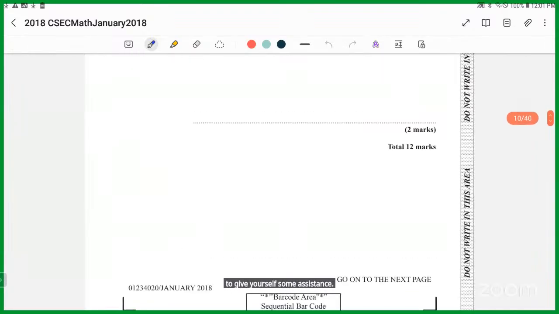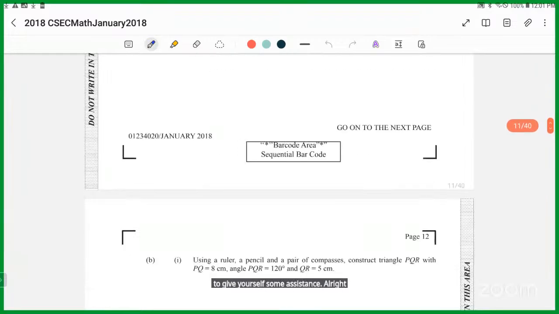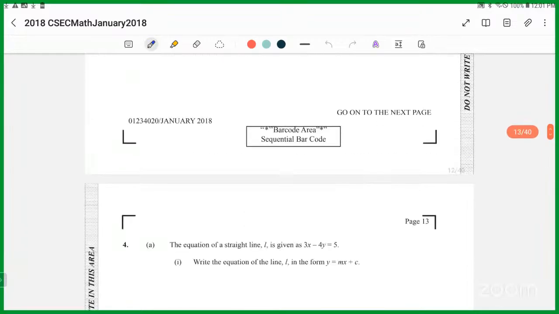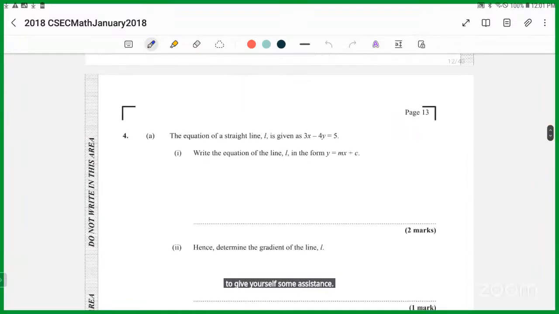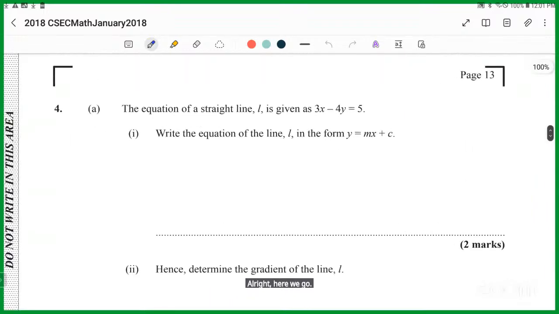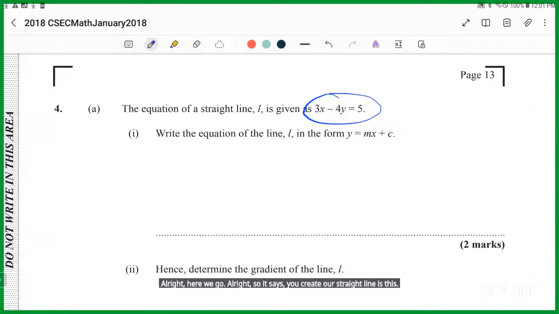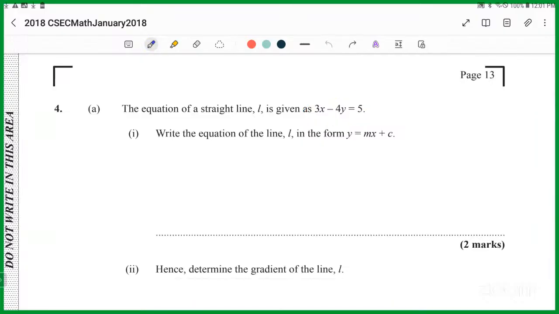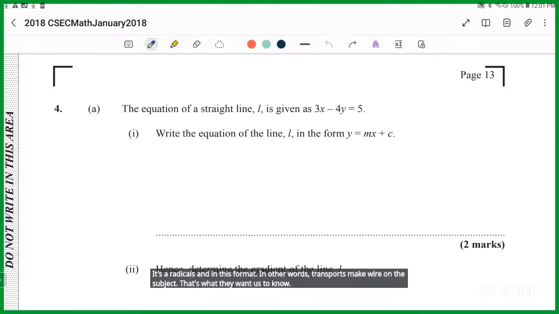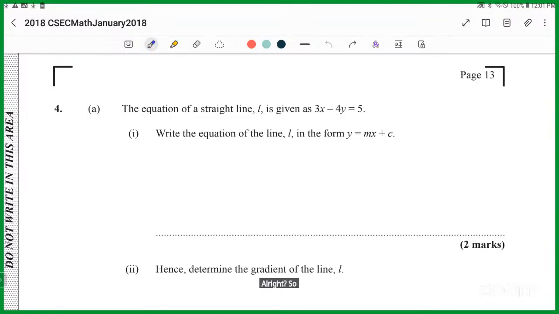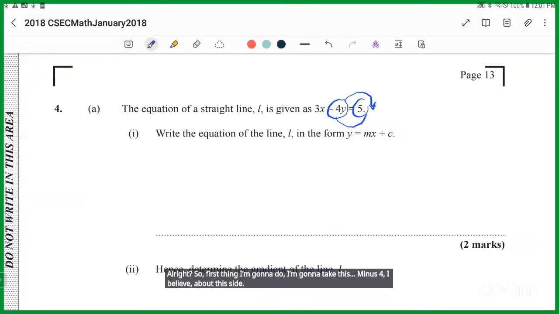Alright, here we go. This one says the equation of a straight line is this. So write the equation in this format. In other words, transpose to make y alone the subject. That's what I want us to do. First thing I'm going to do, I'm going to take this minus 4 and bring it over this side. I take this 5 and bring it over this side.